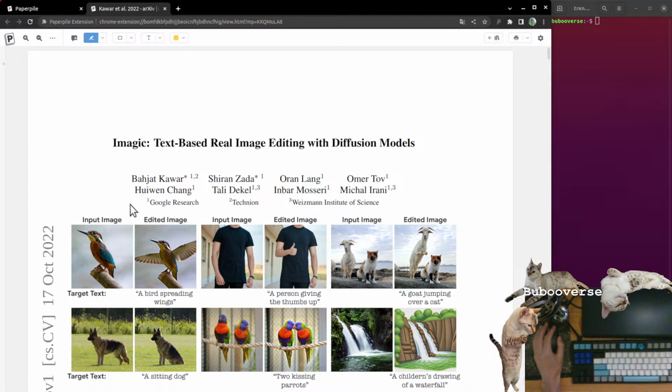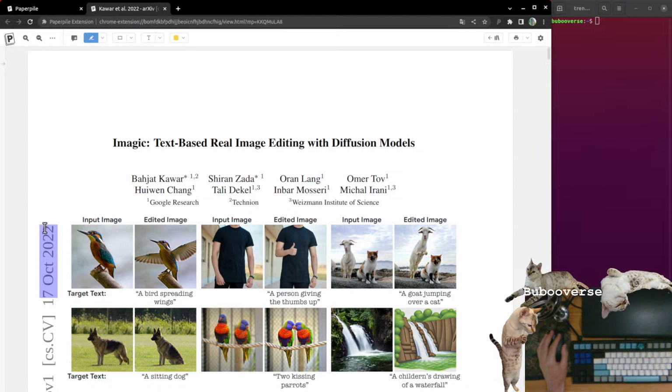Right, you have here 1, 2, 3. This is the different affiliations of the authors. First author is going to be, or in this case, the first two authors are going to be the kind of more junior people that actually did the work. And then the last author is going to be the senior, kind of more manager, professor kind of person. So this is Irani out of Google Research and Weizmann Institute of Science. And then a bunch of people who are also part of Google Research. And one of these first authors is Technion, which is the Israeli university.